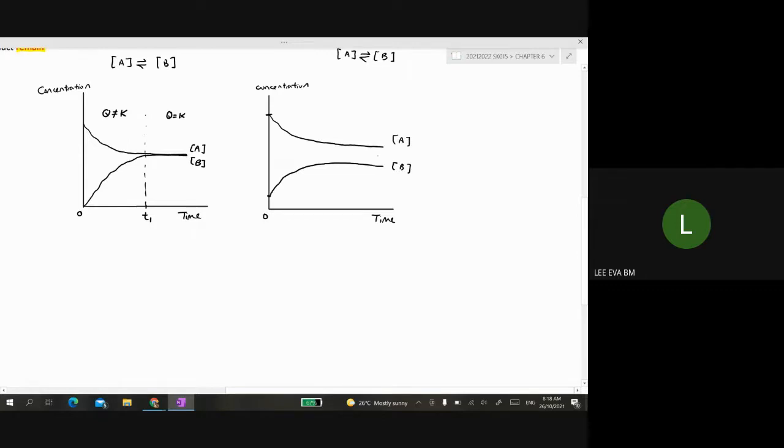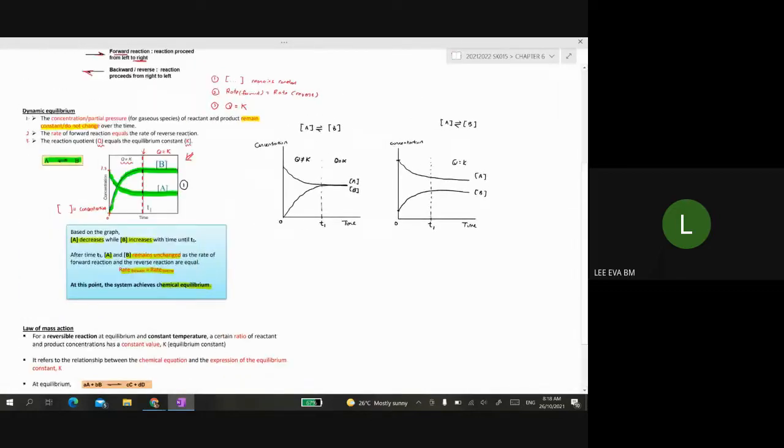Okay. And then until a certain point, the concentrations become constant. Q equals to K. The rate forward equals to rate reverse. So all three of these curves fulfill the characteristics of an equilibrium system. So you can see, as long as you can see these three points, then this system is said to achieve the equilibrium.